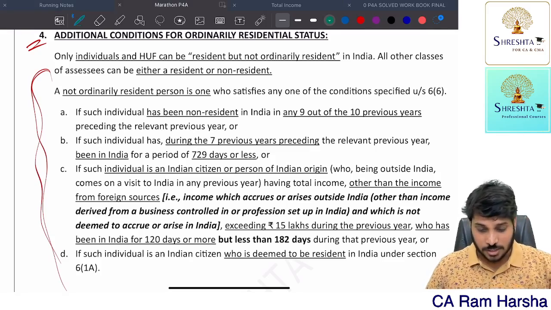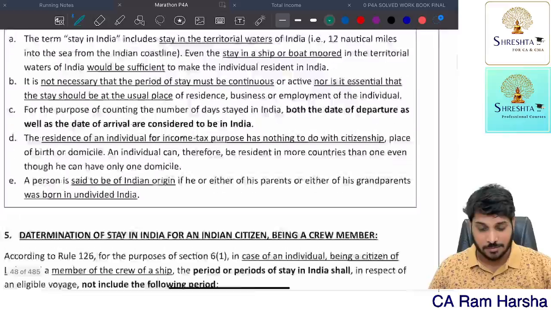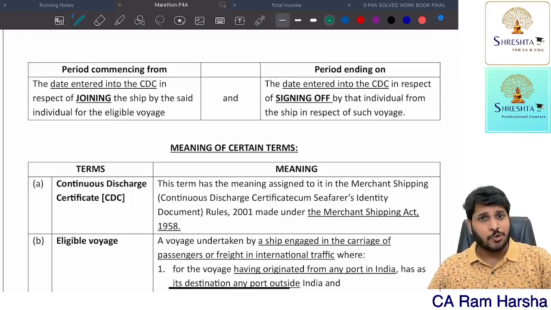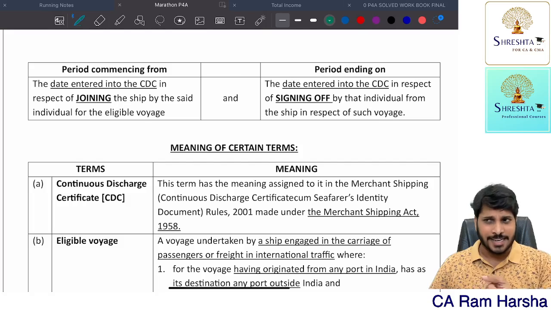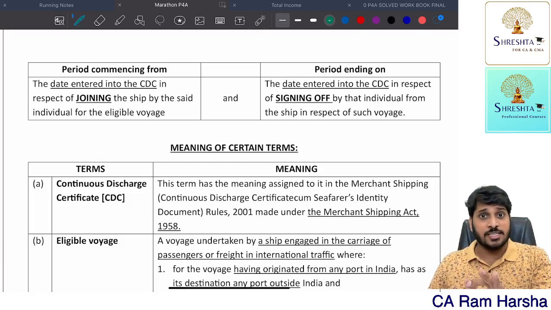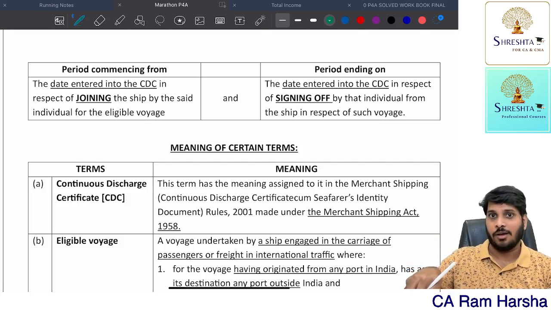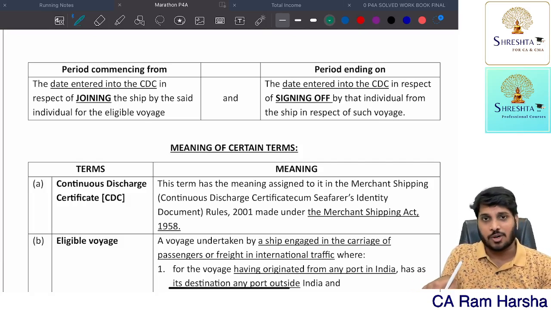Now we still have to discuss, whatever points I have told, everything is covered here. So for a crew member, how to decide residential status. For a crew member, only the 180 days logic we apply. If the crew member of an Indian ship stayed in India for 180 days, then only he is a resident. A person leaving India, he must stay in India for 180 days, then only he is a resident. A person who is visiting India, 180 days he must stay. But suppose the person visiting India has Indian income more than 15 lakh, then for him, the 120 days logic also we apply. Then he may become resident as per that also.